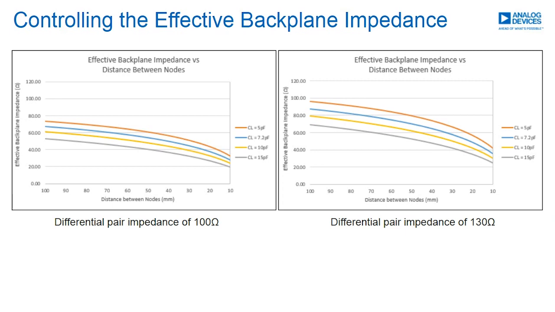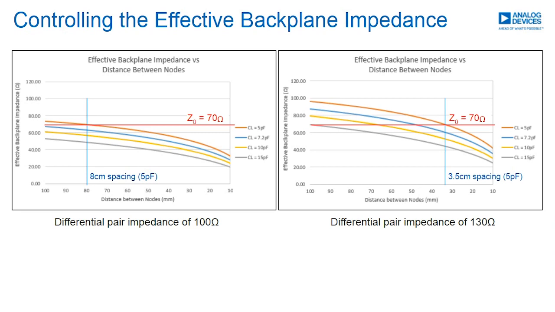So let's say we take a hypothetical lower limit for our backplane impedance and say we wish it to not fall below 70 ohms. Well, in the case where the differential pair is laid out for 100 ohm differential, you can see that for a 5 picofarad module, this can be spaced 8 centimeters apart before you reach this 70 ohm impedance. But in the case where the differential pair impedance has been increased to 130 ohm via PCB layout, you can see that you can actually space the module cards almost twice as close together, 3.5 centimeters, before meeting the same 70 ohm impedance. Or another degree of freedom this would give you is to maintain roughly the same separation, but have a module that has a larger capacitance.